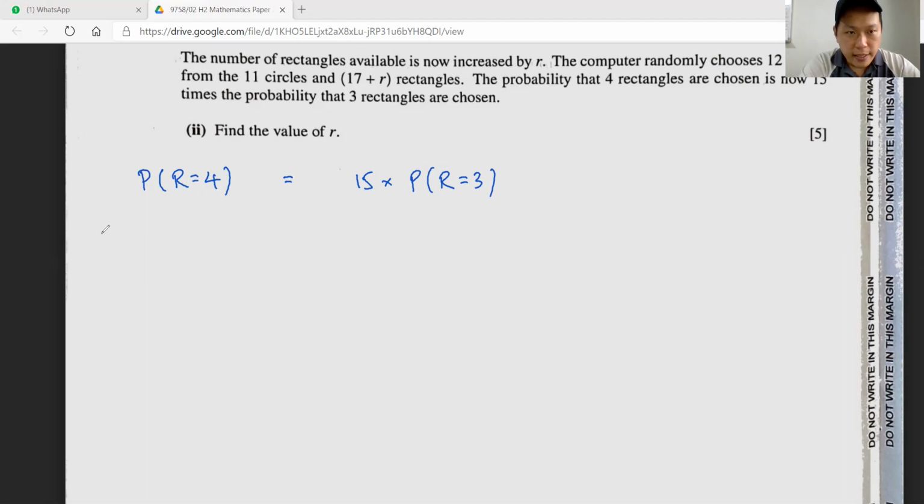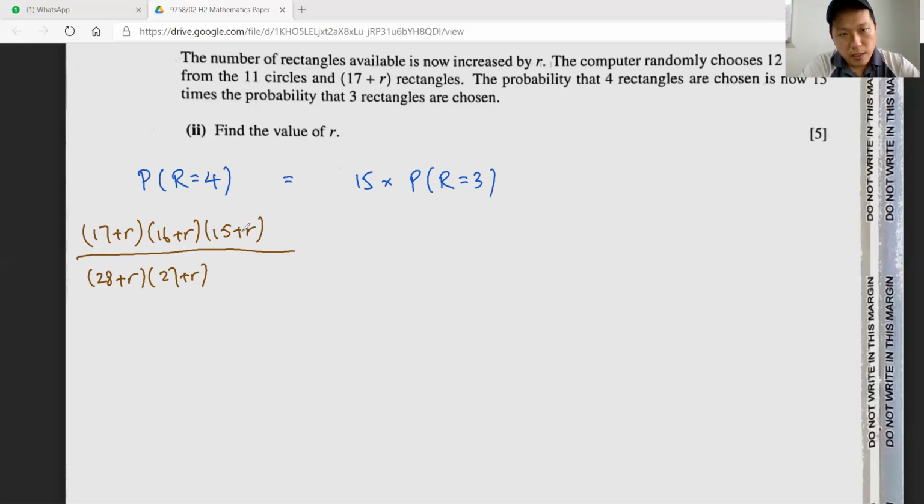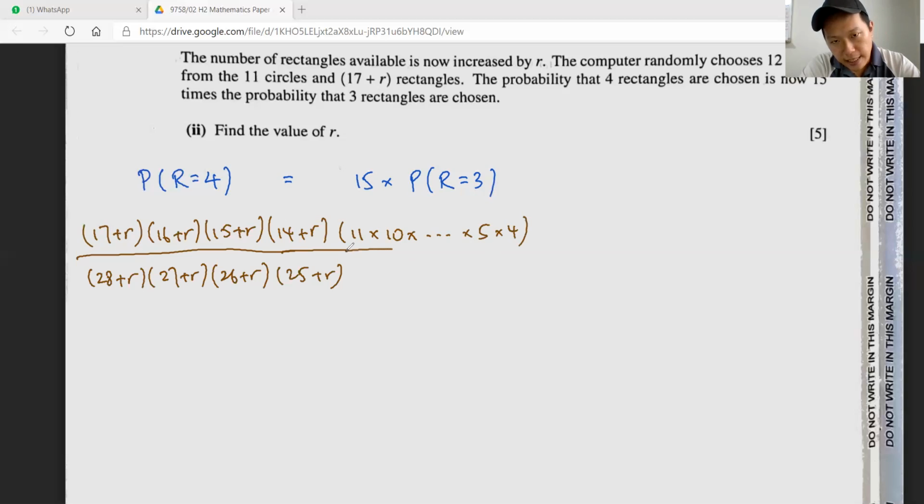So for 4 rectangles, I'm going to have 17 plus r over 28 plus r, 16 plus r over 27 plus r, 15 plus r over 26 plus r, and then the 4th rectangle, 14 plus r over 25 plus r. Right, so that's 4 rectangles and then 8 circles. So 8 circles are going to be 11, 10, 9, 8, 7, 6, 5, 4. So there's 8 numbers at the top followed by 8 numbers at the bottom.